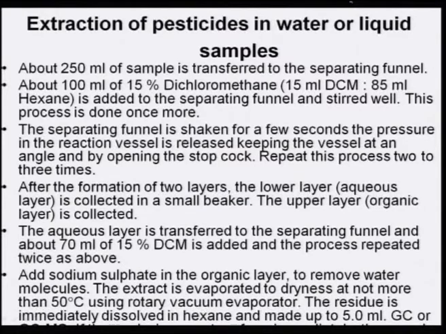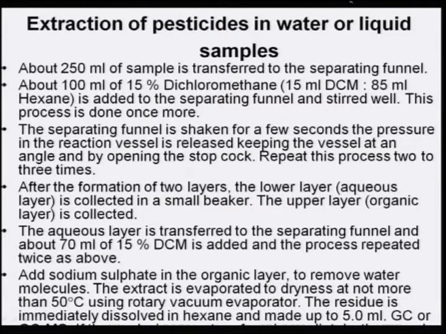The separating funnel is shaken for a few seconds. The pressure in the reaction vessel is released, keeping the vessel at an angle, and by opening the stopcock. Repeat this process 2 to 3 times. After the formation of 2 layers, the lower layer, which is the aqueous layer, is collected in a small beaker. The upper layer, which is the organic layer, is collected.